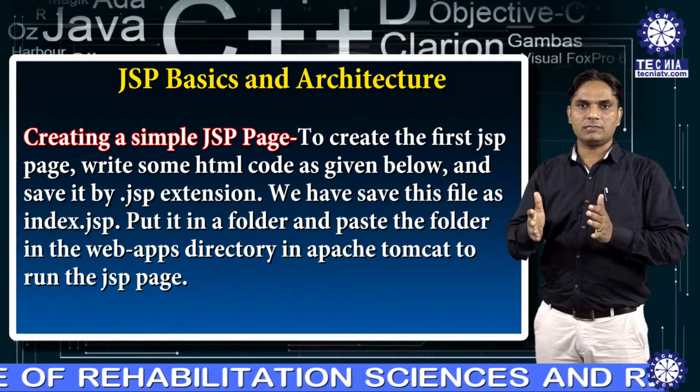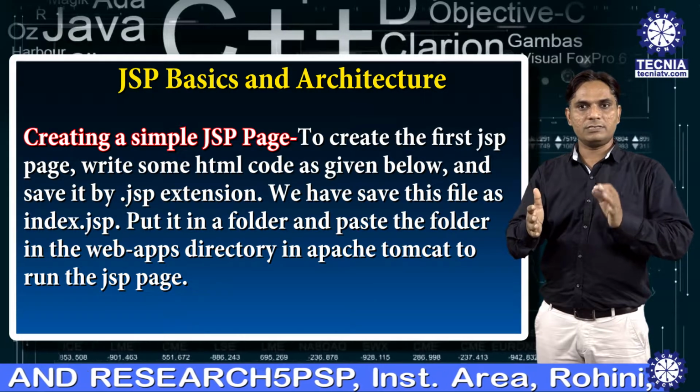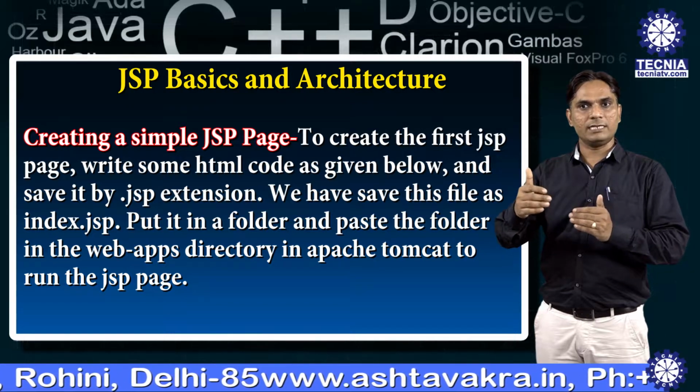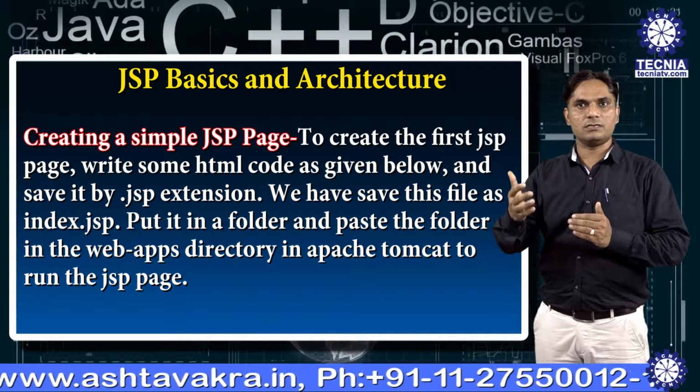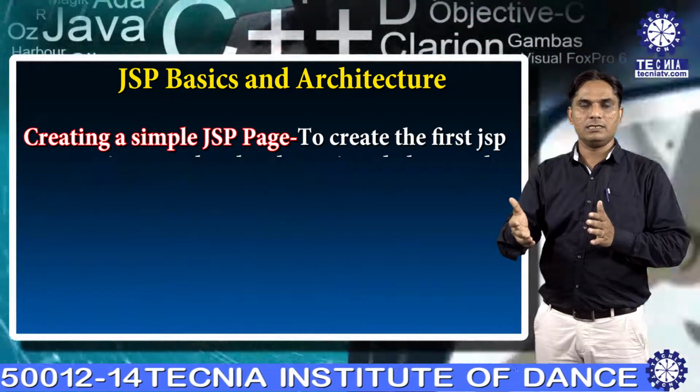Creating a simple JSP page. To create the first JSP page, write some HTML code as given below and save it with the .jsp extension. We have saved this file as index.jsp. Put it into a folder and paste the folder in the webapps directory of Apache Tomcat to run the JSP page.